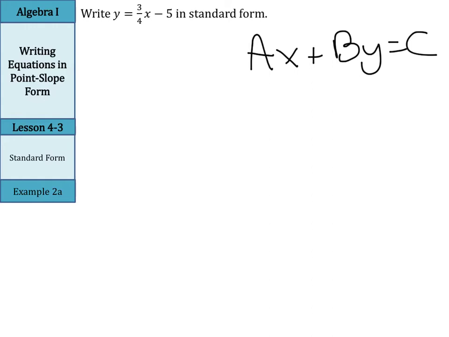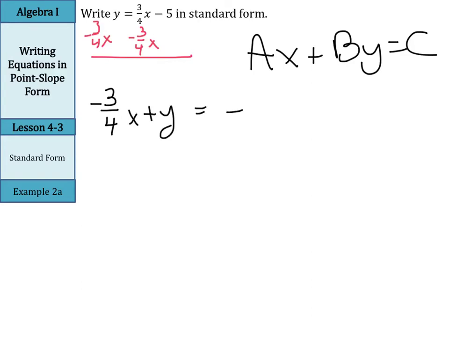Well, let's start here. We want to get the minus 5 alone, so we need to get this 3/4 x over to the other side. And the way we're going to do that is to subtract 3/4 x from both sides, which leaves us negative 3/4 x plus y equals negative 5. Now, the problem here is I have negative 3/4 x, and I need to get rid of the fraction.